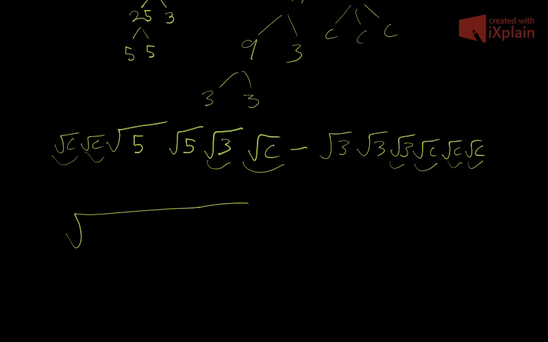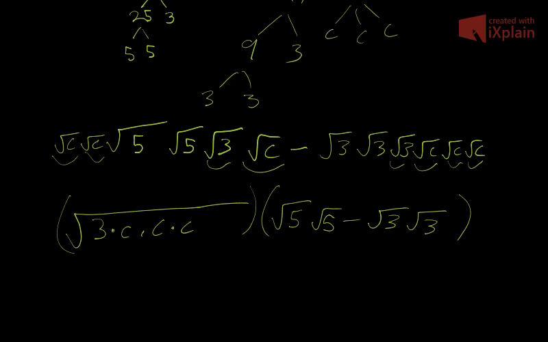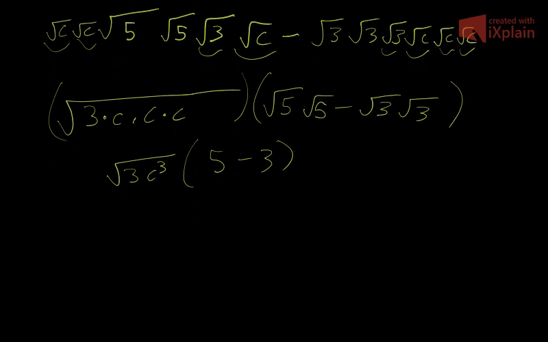So I have the square root of 3 times c times c times c, and that's going to be all into root 5 minus root 3, root 3. So if I keep on going with this, I will get square root of 3 times c times c times c is going to be the square root of 3c cubed. That's going to be multiplied by 5 minus 3. Or if I simplify it all the way, I would get 2 square root of 3c cubed, because 5 minus 3, of course, is 2.